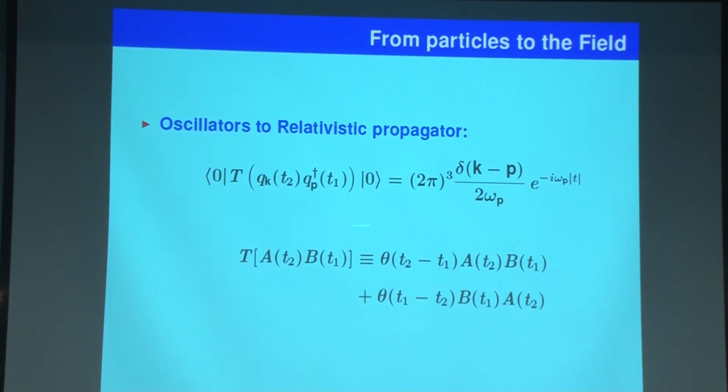This quantity can be computed. This is just harmonic oscillator physics. So assume for example t2 is greater than t1, then you have a Q and Q dagger between the ground state of the oscillator.